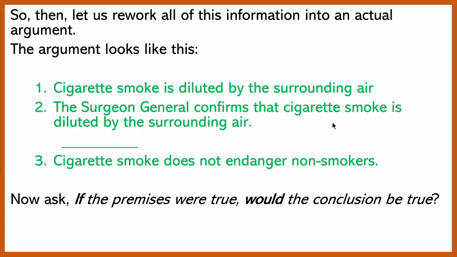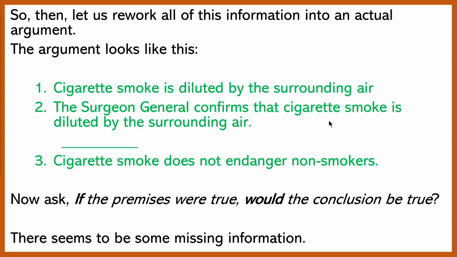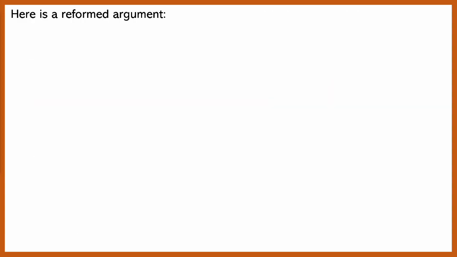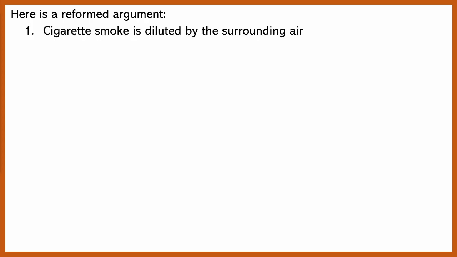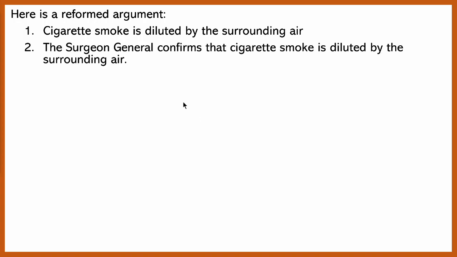So we ask, if the premises were true, would the conclusion be true? As is, it doesn't seem like it. We need more information. So let's reform the argument. Let's add what needs to be present. So certainly, we can say that the cigarette smoke is diluted by the surrounding air. Not that it's fact, but this is a premise. This is what the author is stating as fact. Whether it's true or not is another story, right? They make the claim that the Surgeon General basically confirms that cigarette smoke is diluted by the surrounding air, so we're going to leave that here.